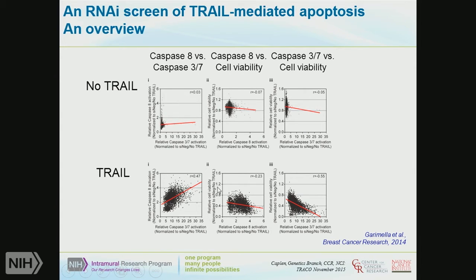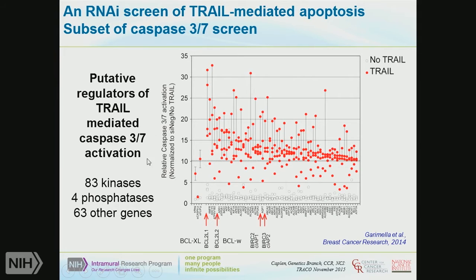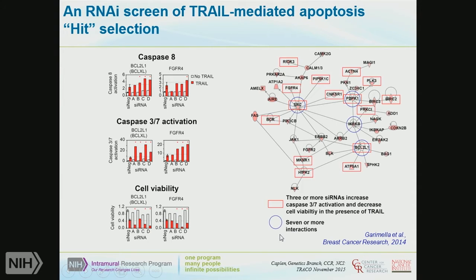In particular, we saw, as we would expect, a really great correlation between the caspase 3/7 and cell viability assays in the screen. From this, we found 83 kinases, 4 phosphatases and 63 genes that were putative regulators of TRAIL using the caspase 3/7 assay, which was an awful lot more genes than we were anticipating. But what was important was we found a series of genes that we would expect to be there: BCL-XL, BCL-W, and known inhibitors of apoptosis. So that was good, we were getting that part right, but trying to move forward was a little difficult. That's just the confirmation there.